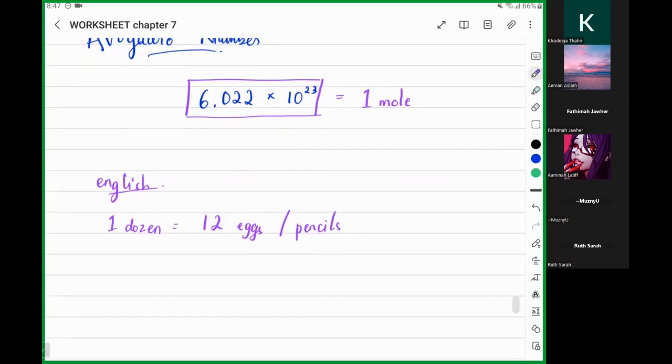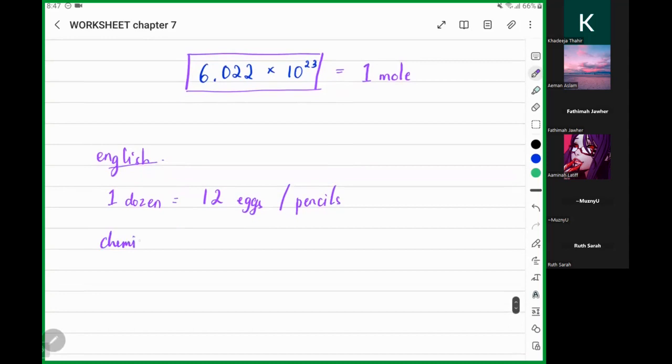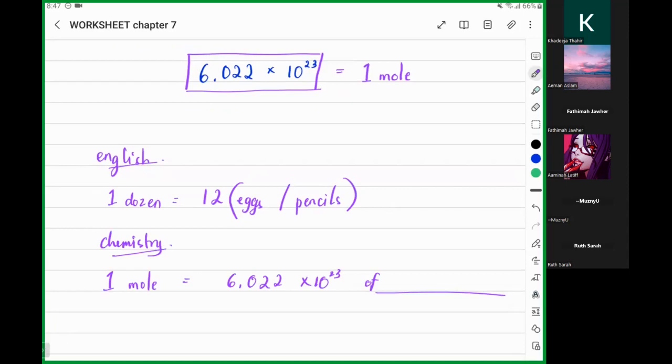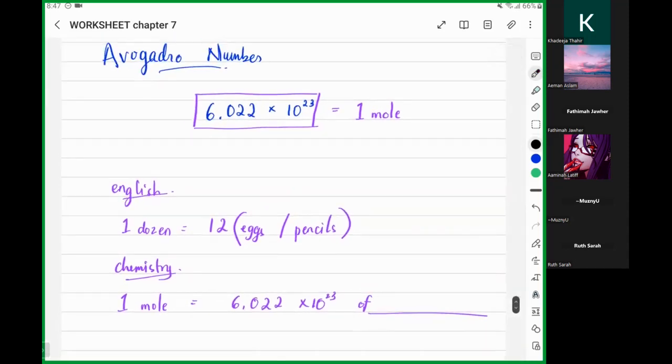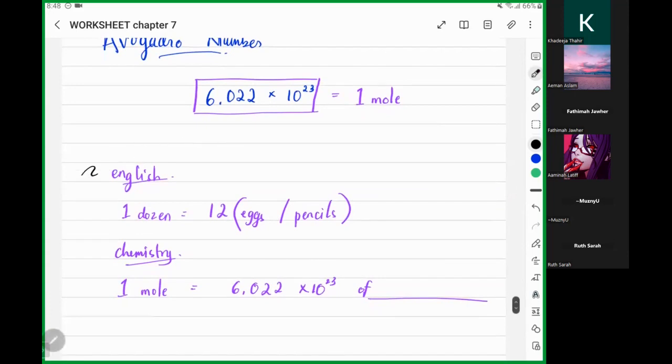Similarly, in chemistry, when you say 1 mole, it refers to 6.022 into 10 to the power 23 of anything, atoms or molecules or anything. Mostly atoms or molecules. That's the meaning of 1 mole. First of all, tell me whether you understand this very clearly. Yes or no? Yes. I just want you to understand this part and this part only.